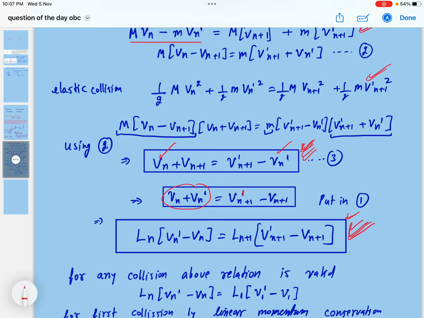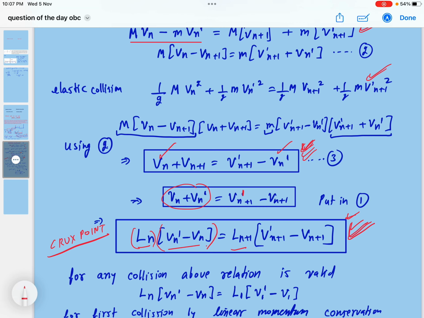This result is giving us: Ln into the velocity difference is equal to Ln plus 1 into the velocity difference, right? It means the product of the collision point separation and the relative velocity difference after collision is a constant quantity. After every nth collision, this product is always constant. So this should be constant for the first and last collision also, right? That is basically the crux point, the main point of this problem.